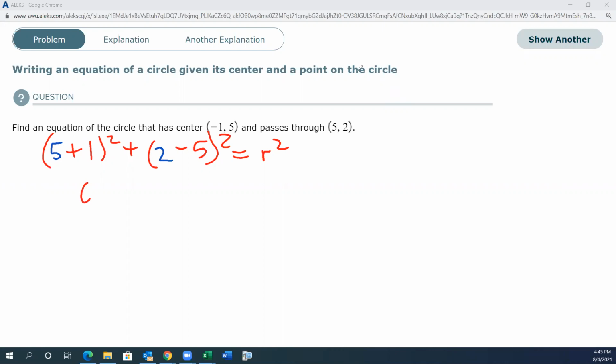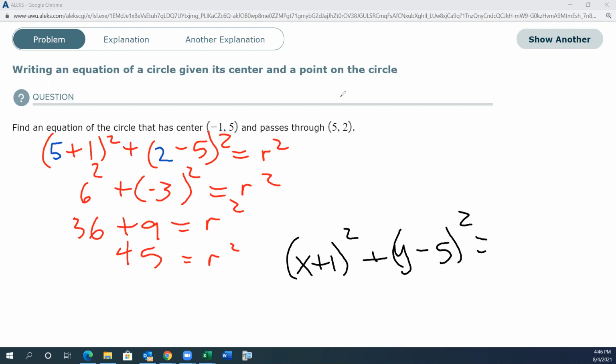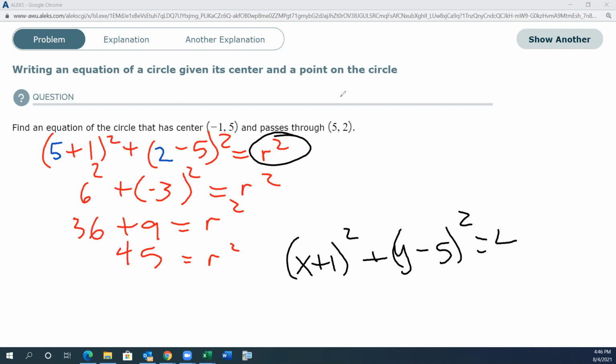So we'll simplify and get 6 squared plus negative 3 squared is r squared. 36 plus 9 is r squared. 45 is r squared. Aha! So now we're ready to write down the equation of the circle. It's going to be x plus 1 squared plus y minus 5 squared, just like before, no big deal. And remember, we're supposed to put r squared right there, not r. Well, r squared is 45. That's why I didn't bother taking the square root. You could have, and that'd be fine, but it'd just be extra work. Okay, that's our answer.